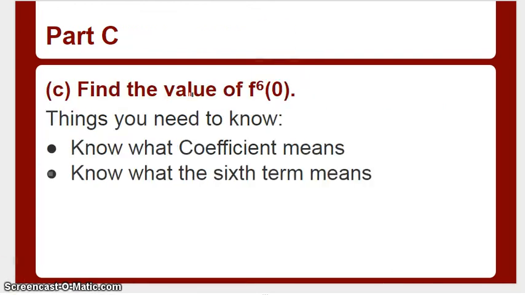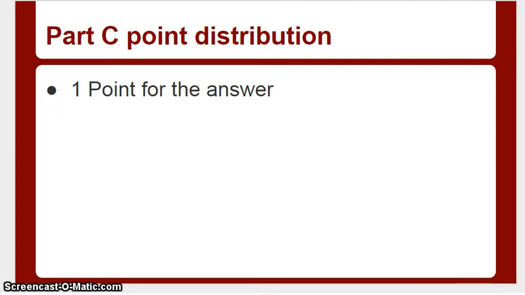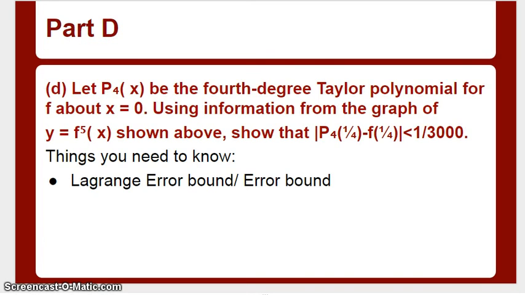Now the question asks us to find the value of the sixth term of the Taylor polynomial at x equals 0. Therefore, the term would be negative 121, which would be your value of the sixth term of the Taylor polynomial. Okay, so let's take a look at the part C point distribution. You will get 1 point for the exact answer. Okay, so let's take a look at part D.